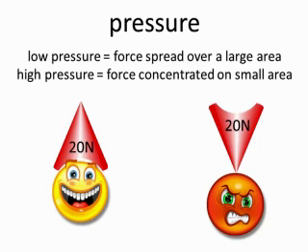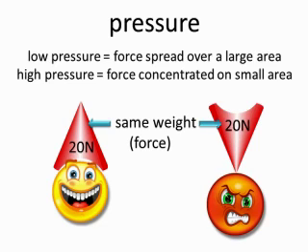If we turn that hat upside down and that 20 newtons is concentrated on the point or tip of the hat, Smiley is not Smiley anymore because the pressure has increased. The force is concentrated on a tiny area. Same weight in both cases, but much more pressure on this side because the force is concentrated on that tiny area.